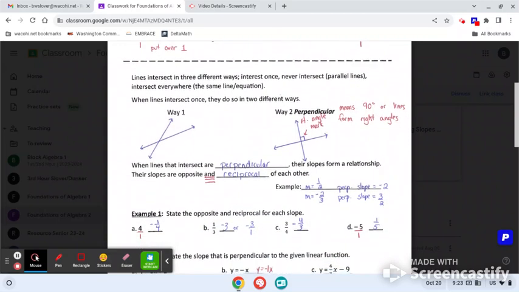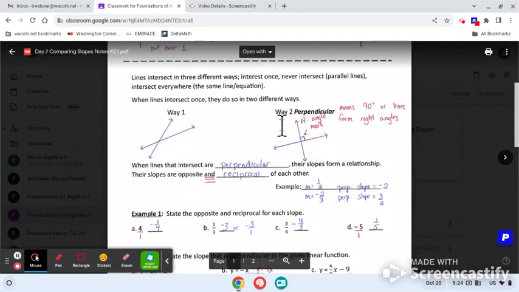So lines intersect in 3 different ways. They intersect once, they never intersect, or they intersect everywhere. That's what we've talked about before. But when they do intersect, there are 2 options. If I have 2 lines that cross, sometimes they just make an X or something similar. But sometimes there's something special about them.